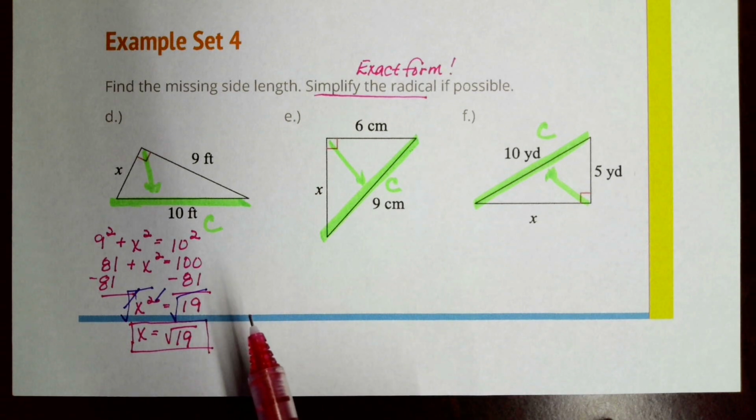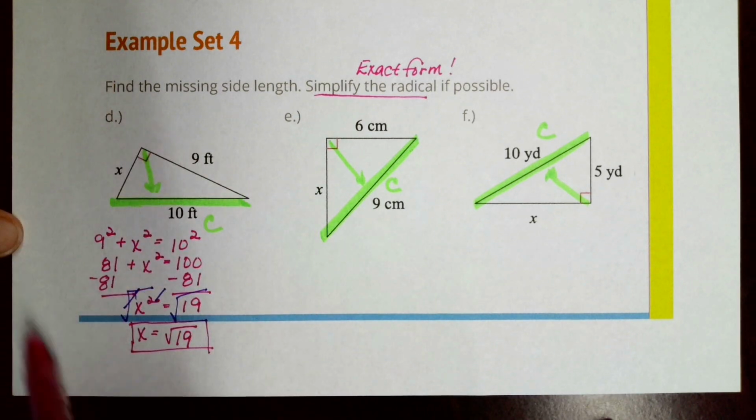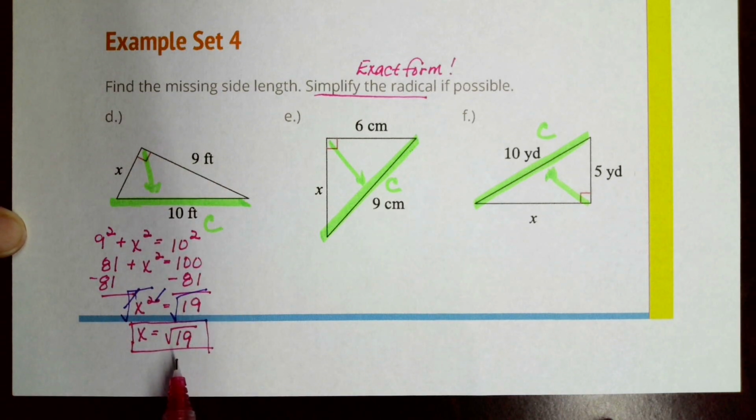Now, the second I get a side that's got a square root in it, that's no longer an integer value. So as we were talking about that Pythagorean triple, this would not be an example. 9 and 10 were fine, but the square root of 19 is not a nice number. And so this would not be an example of a Pythagorean triple.